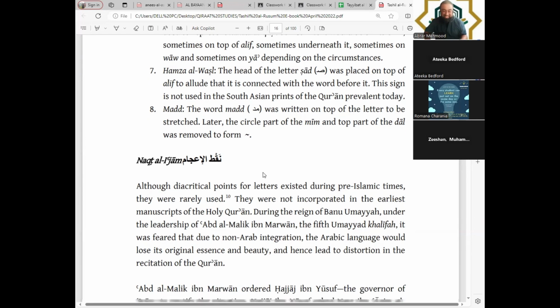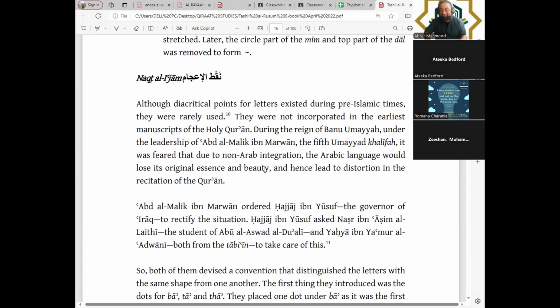Naqat al-I'jam. Although diacritical points for letters existed during pre-Islamic times, they were rarely used. They were not incorporated in the earliest manuscripts of the Holy Quran.